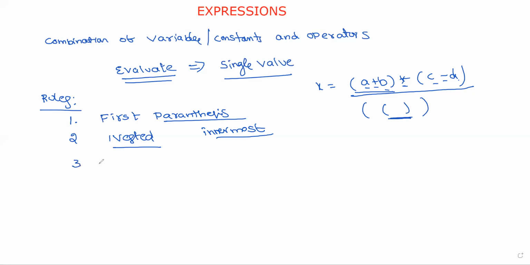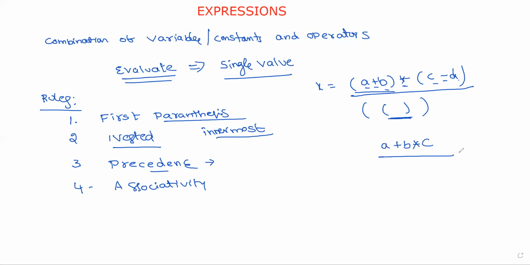Now, we have two rules, generally the precedence and associativity. So the two terms, precedence and associativity, we have to follow. What do you mean by precedence? If an expression contains more than one operator, which operator is to be executed first? For example, this is the expression a plus b into c. Now this expression contains two operators, plus and multiplication. Which one is to be executed first? First a plus b into c or b into c plus a.